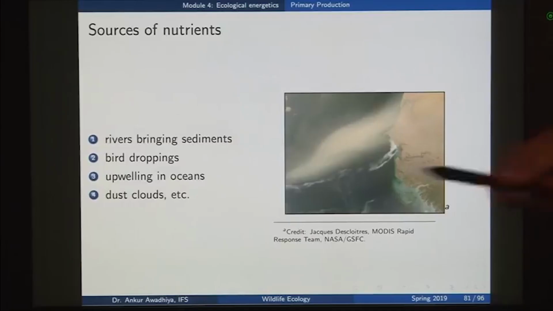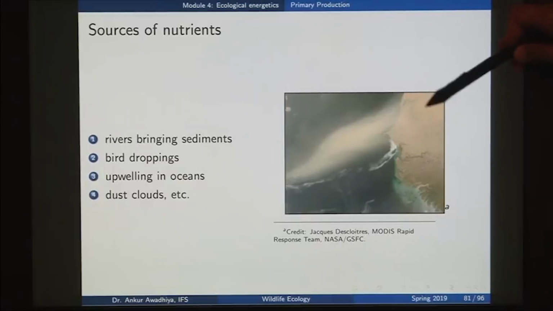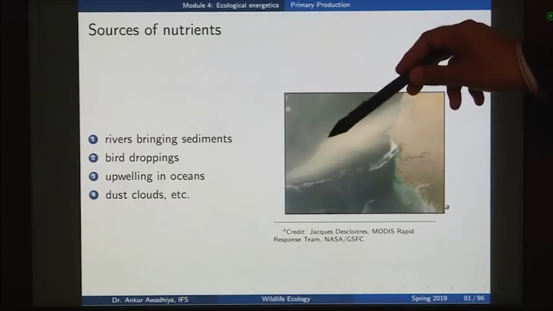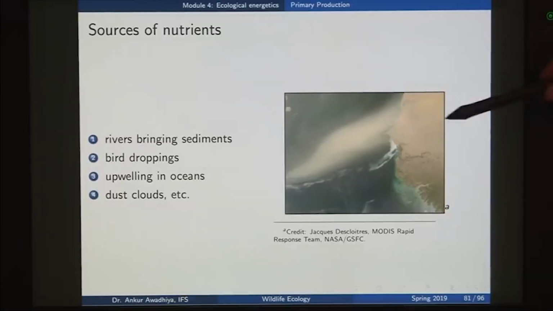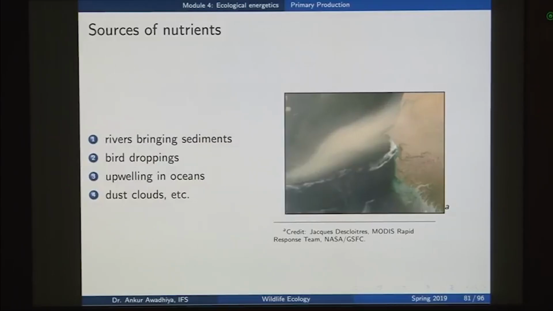Another source of nutrients is dust or cloud and so on. So, for instance, here we are observing an area that is close to Africa, and here we see that there is wind that is taking all of this dust to the ocean. So, when this happens, along with the dust, quite a lot of nutrients also get passed into the oceans.